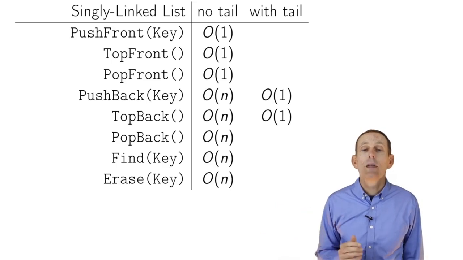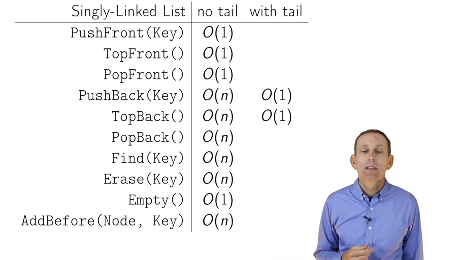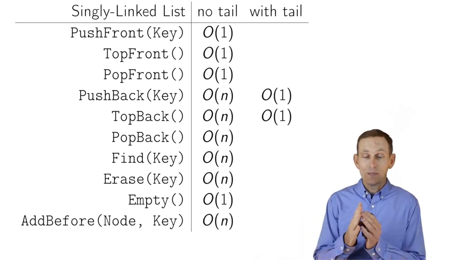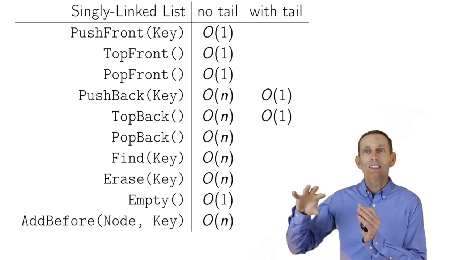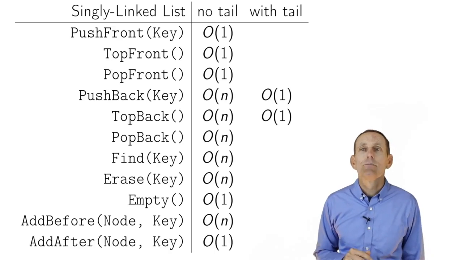Erasing, also order n. Checking whether it's empty or not is as simple as checking whether the head is nil. Adding before, order n, because finding the previous element takes order n, because we've got to walk away from the head to find it. Add after, constant time.